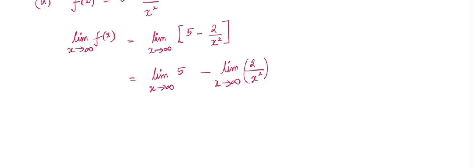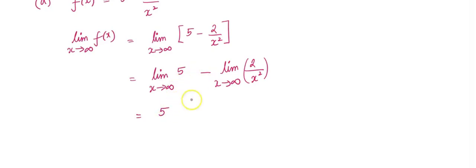Now notice the limit of 5 as x approaches infinity. If you look at this, this is just a plain number 5. There is no x, which is the variable we're interested in, involved in that expression, and therefore, no matter what happens to x, whether x approaches infinity or not, it's going to remain constant at 5. So we have 5 as the result of the limit of a constant.